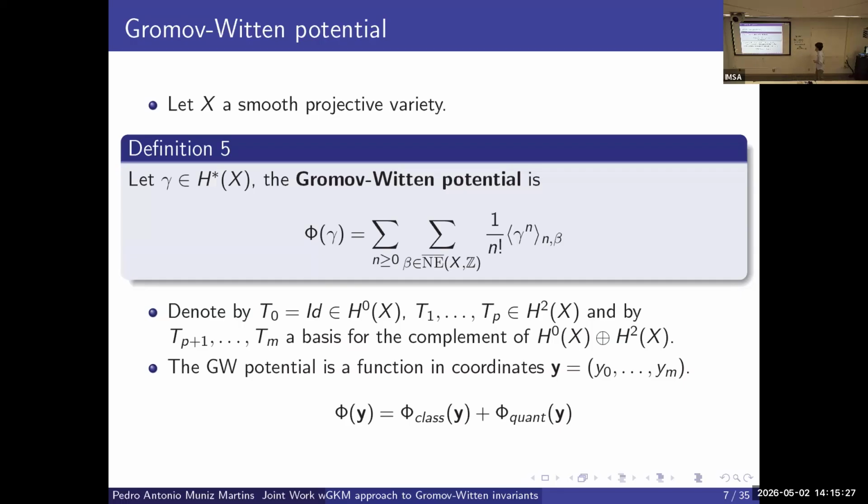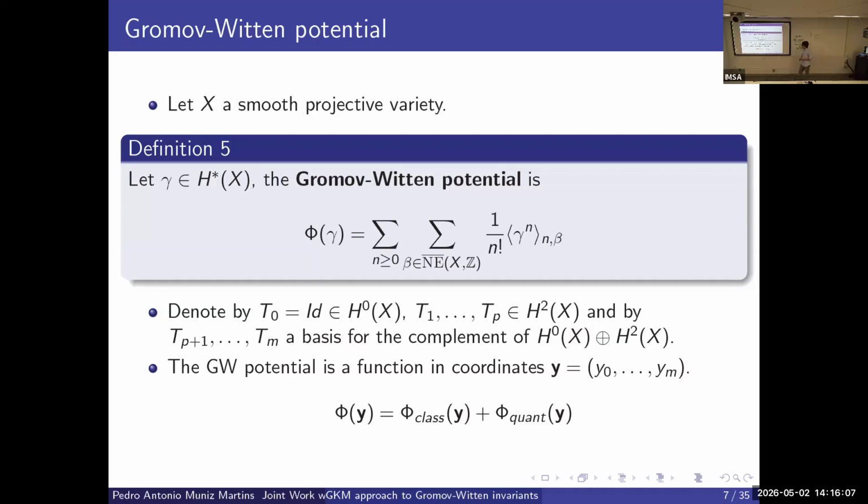But you can write a form in homology. If we choose a basis for our homology, like this P0 being the identity generator of H0, and this one right here the generator of H2, you pick a basis of your entire homology, and you can write a generic element as a sum of this type. Okay? Just in coordinates. Hence, it's possible to write the Gromov-Witten potential in these coordinates also.